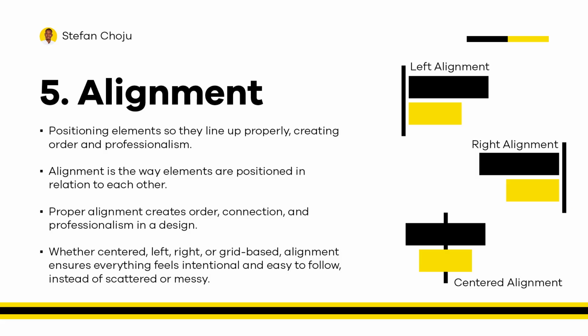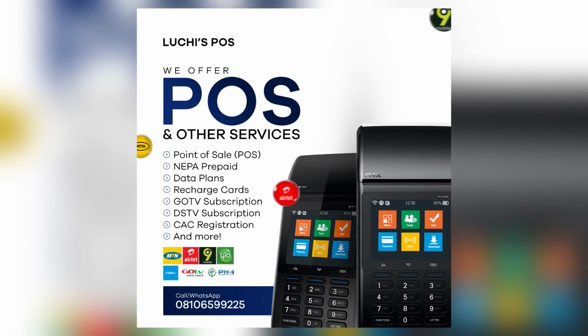So I'm going to be showing you how alignment is used in real life flyers. If you take a look at this flyer, what alignment model is this? This is left alignment. You can see how I arrange the text from left to right, and you can see how everything is on a straight line. Everything starts at the same line. Alright, so that's left alignment.